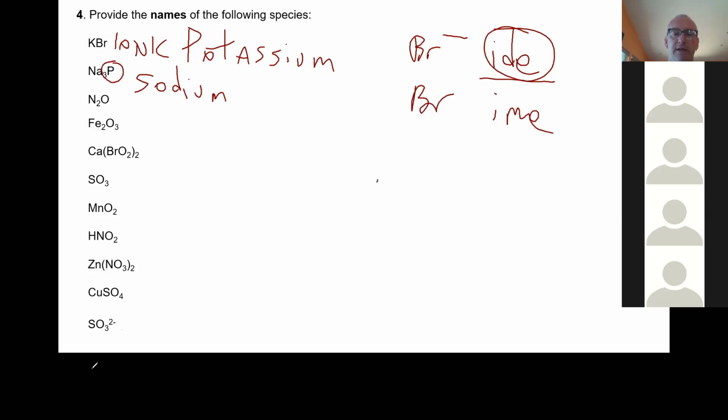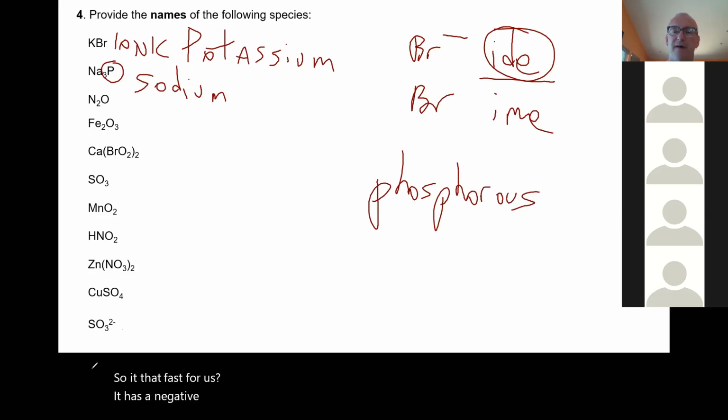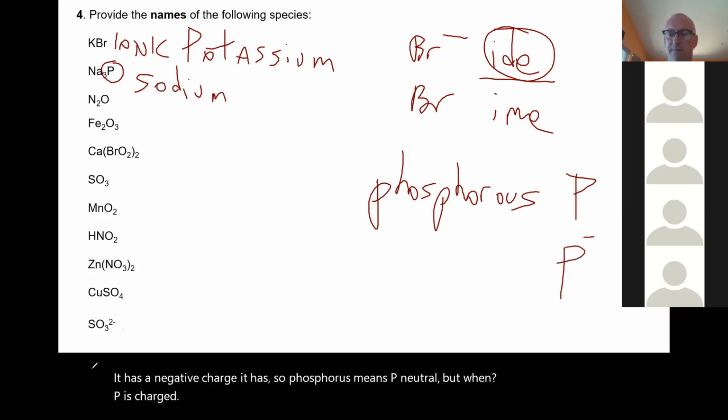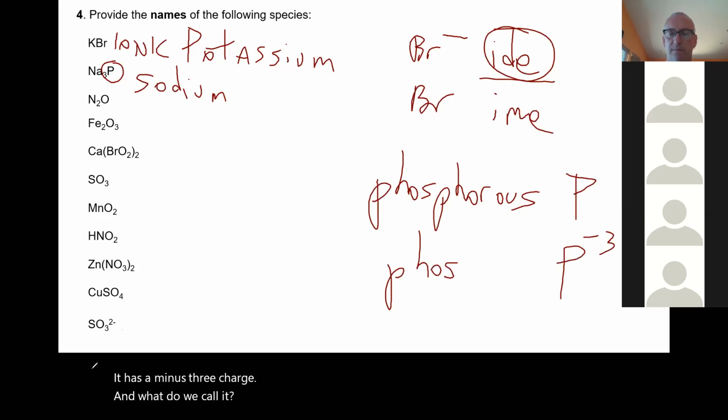Phosphorus has a negative charge. Phosphorus means P, neutral. But when P is charged, it has a -3 charge. And what do we call it? Phosphide. Phosphide, there you go. So that would be sodium phosphide.